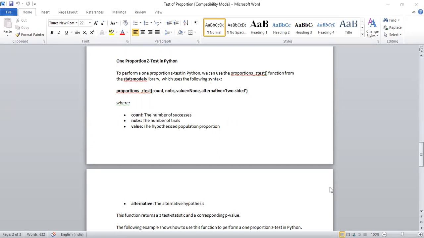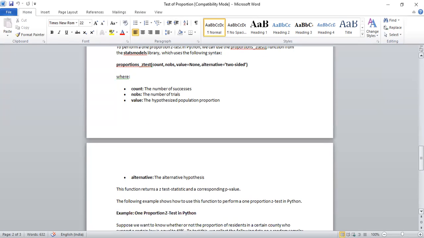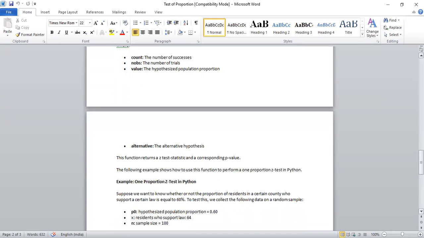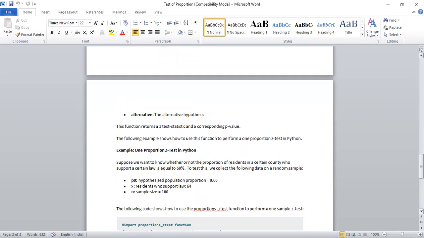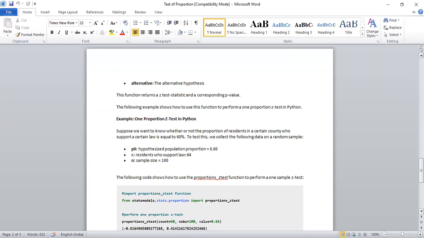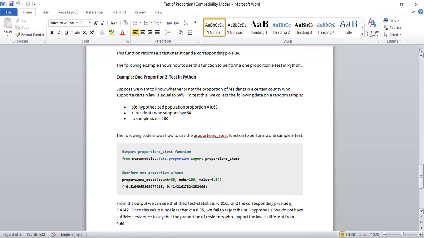from the statsmodels library. So this is your count, and nobs is the number of observations, the number of trials. Value is the hypothesized population proportion. For alternative, you can choose two-sided, greater or less. Two-sided is for a two-tailed hypothesis test. Count is the number of successes. The function returns a z test statistic and a corresponding p-value. The following example shows how to use this function to perform a one proportion z test in Python.